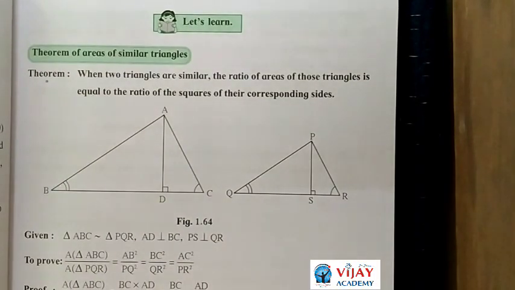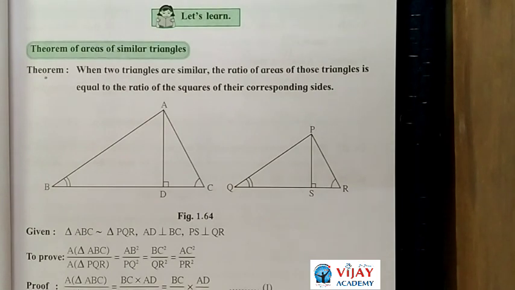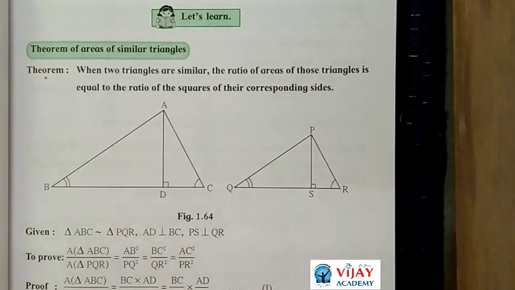Dear students, today we will continue a very important theorem: areas of two similar triangles. This is one of the best applications of similar triangles. Theorem: when two triangles are similar, the ratio of areas of those triangles is equal to the ratio of the squares of their corresponding sides.